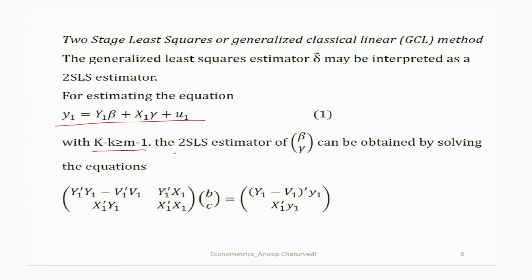Then the two stage least square estimator of beta gamma can be obtained by solving the equation: y 1 transpose y 1 minus v 1 transpose v 1, y 1 transpose x 1, x 1 transpose y 1, x 1 transpose x 1, times beta gamma, equal to y 1 transpose small y 1 minus v 1 transpose small y 1, x 1 transpose small y 1.